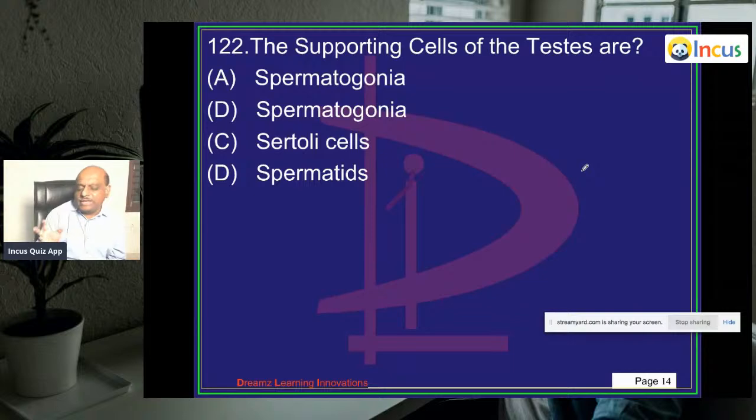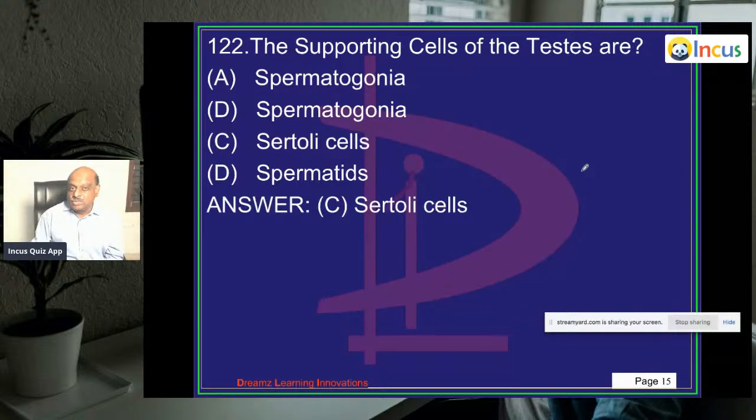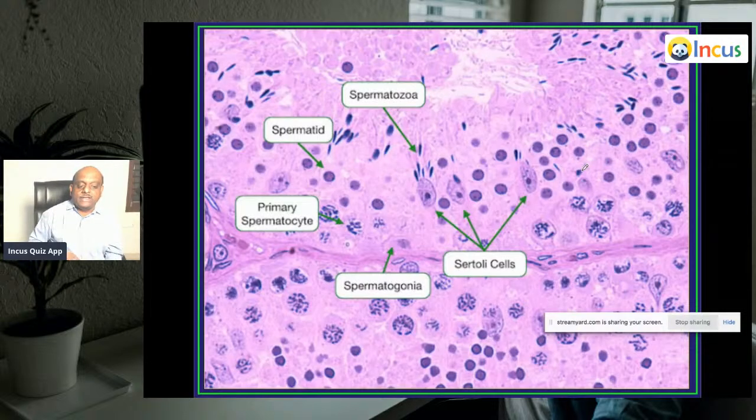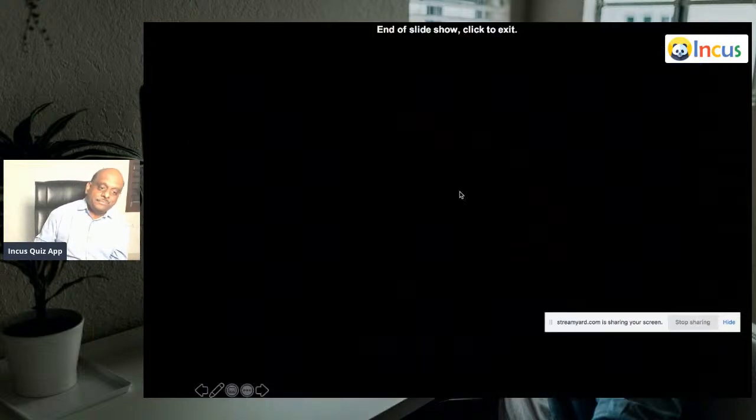What are the supporting cells of the testis called? Sertoli cells are all supporting cells. So you have the spermatozoa, spermatids. These are primary spermatocytes. These are the spermatogonia. And here you have the supporting cells, which are basically called the Sertoli cells, is what you need to remember.